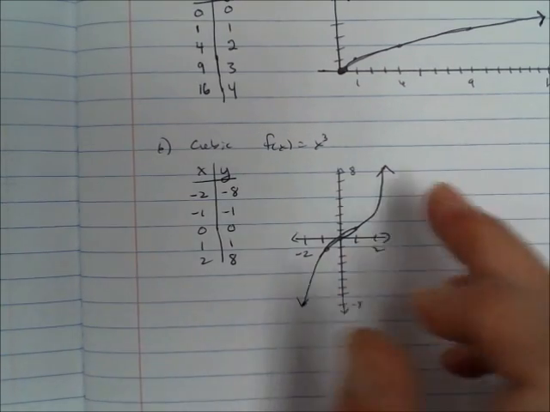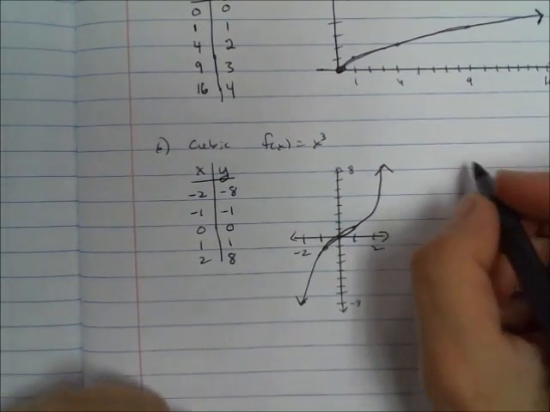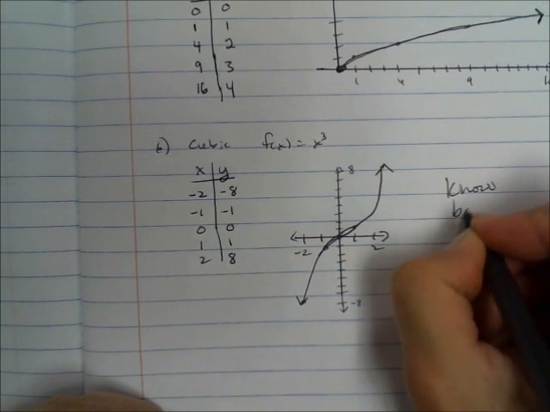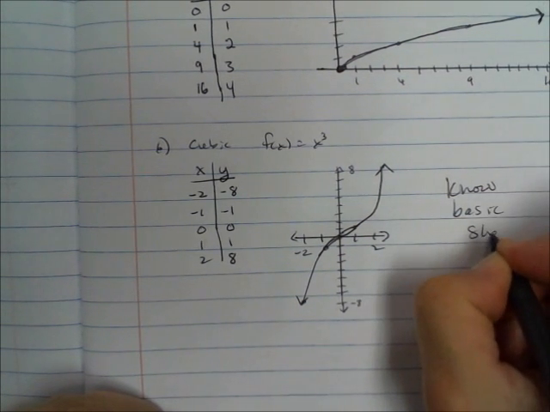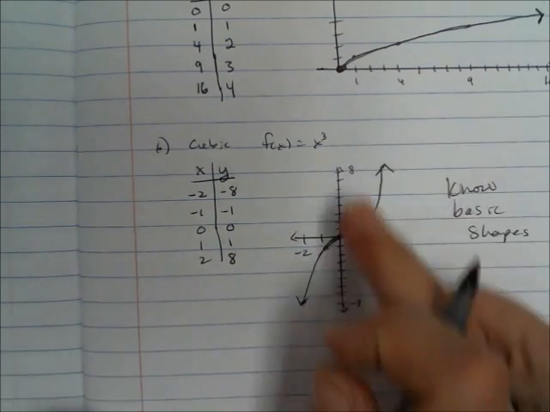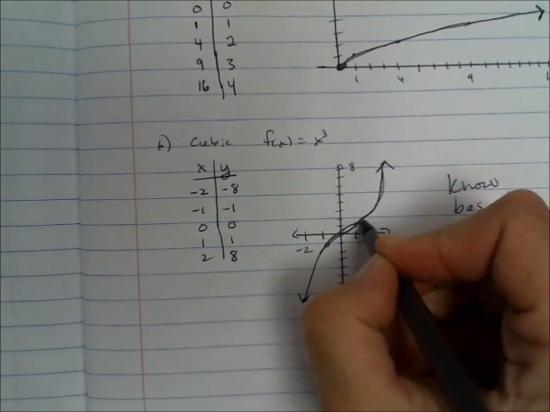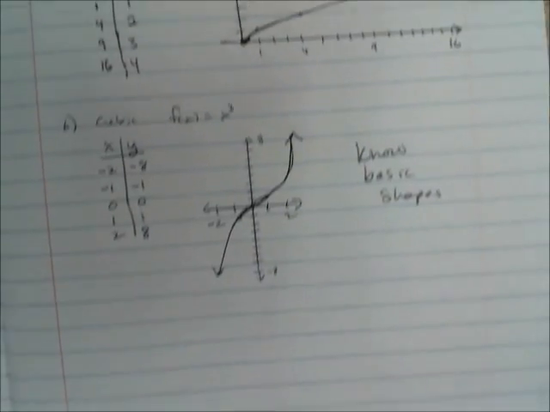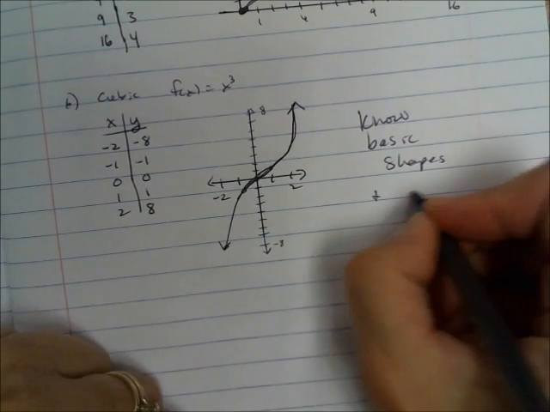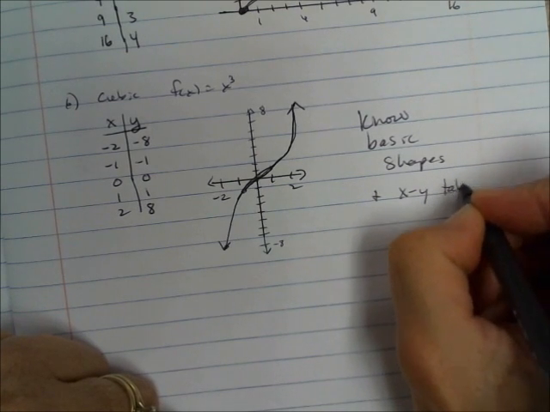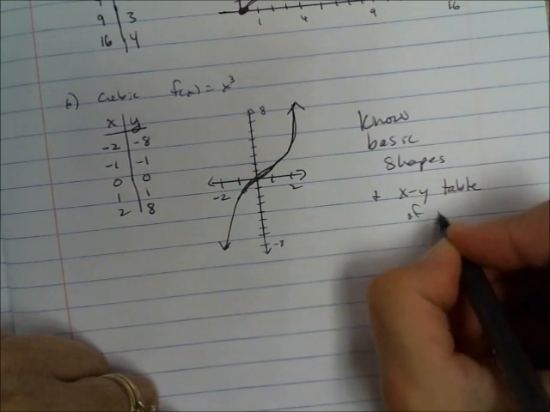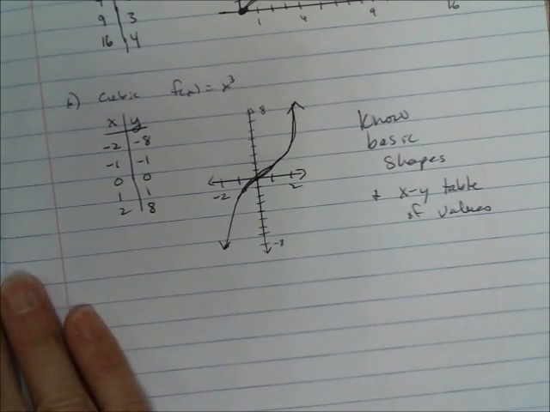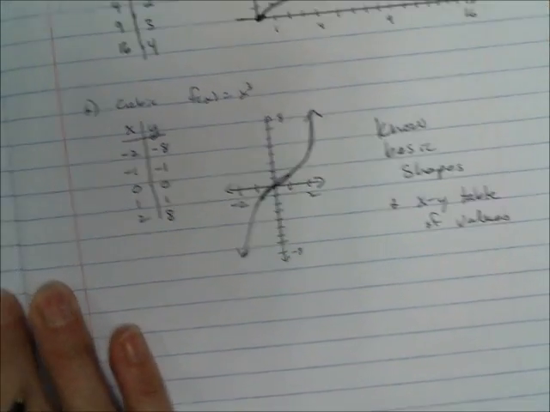So what you're going to have to know is the shapes and the XY table of values. Know the basic shapes. So if you were to take a look at a graph like that, you'd know it's a cubic. If you were looking at a graph like that, you'd know it's a square root function. So basic shapes and the XY table of values that I just listed. And taking these table of values, that's when we can start doing our shifting and our reflecting.